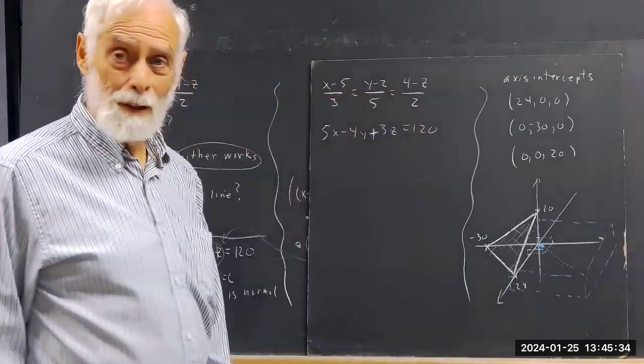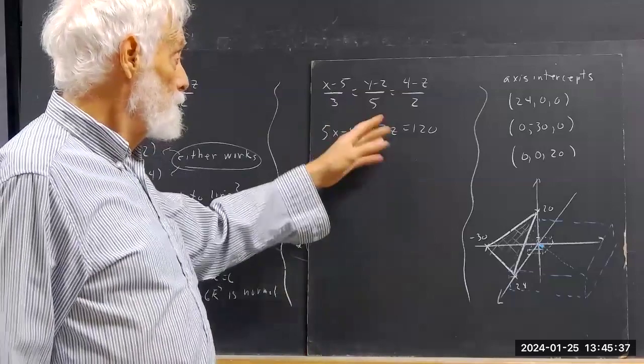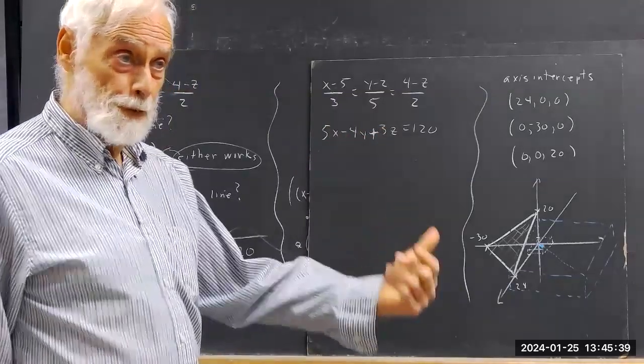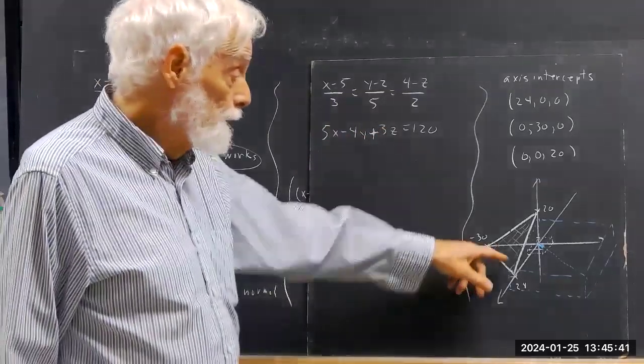Just do it yourself. Pick any two values, choose which two variables to put them on, and you're going to be able to solve for the third one. That gives you the coordinates of a point on the plane.